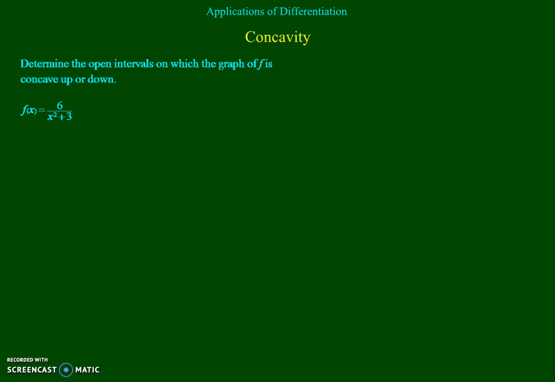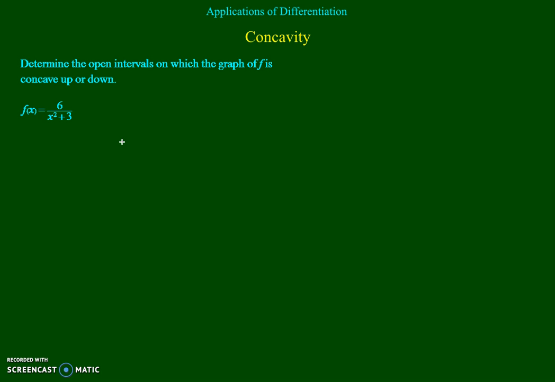This is part 9 of the series Applications of Differentiation. In this section we're going to explore concavity, and we're going to determine the open intervals on which the graph of f is concave up or down. Now, in our previous discussion on concavity, we saw that the definition of concave states that if f prime is increasing, the function is concave up, and if f prime is decreasing, the function is concave down.